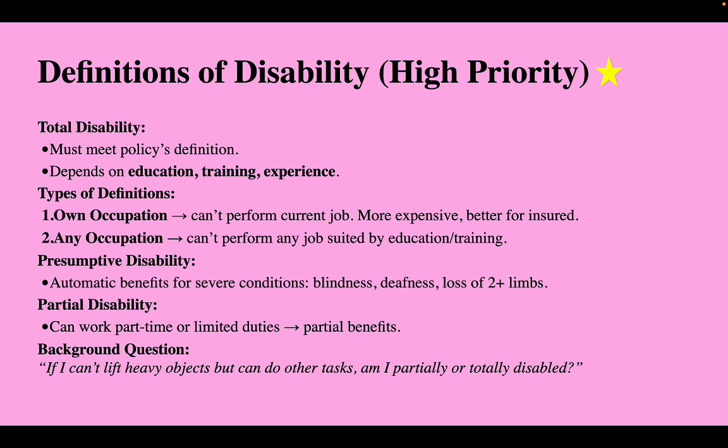Any occupation policies provide benefits only if the insured cannot perform any job for which they are reasonably suited by education or experience. Presumptive disability is a provision that guarantees automatic benefits for severe conditions, such as blindness, deafness, or the loss of two or more limbs. Partial disability occurs when the insured can perform some work but not their full duties, allowing for partial benefits. For example, if an individual cannot lift heavy objects but can complete other tasks, they would generally qualify as partially disabled under most policies.